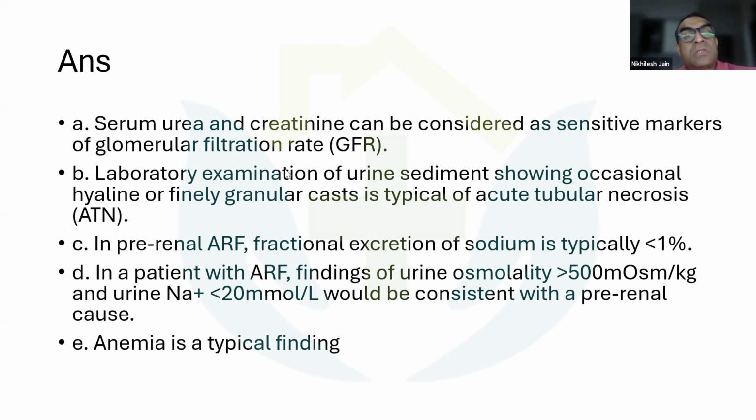Going back to the options, serum urea and creatinine are not sensitive markers. So this is F clearly. Finely granular cast is not considered typical of ATN. So that is one thing. And pre-renal ARF fractional excretion of sodium is typically, we covered this question before. And anemia is a typical finding. All those things.